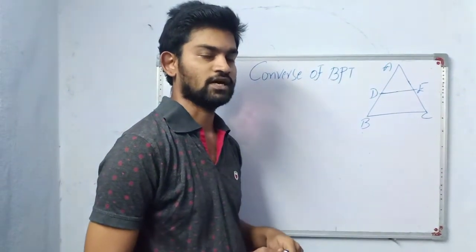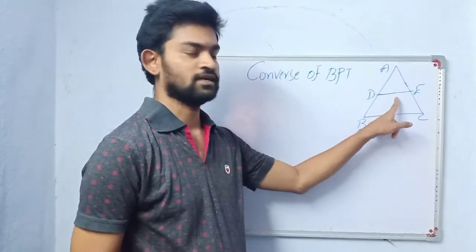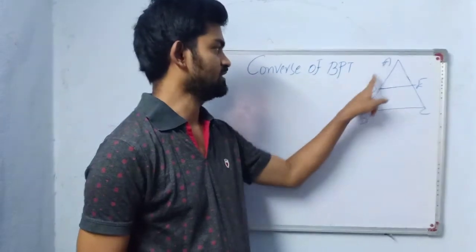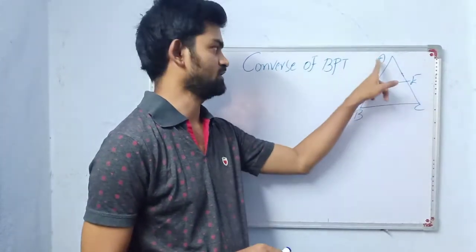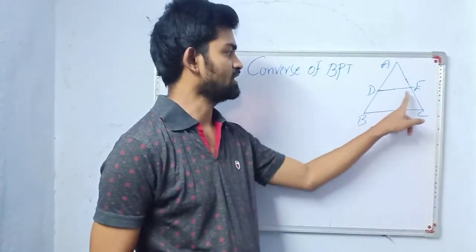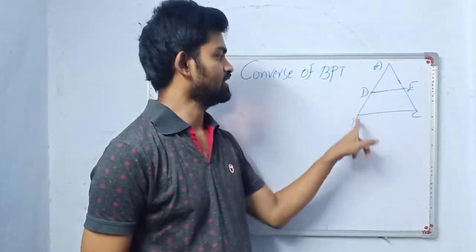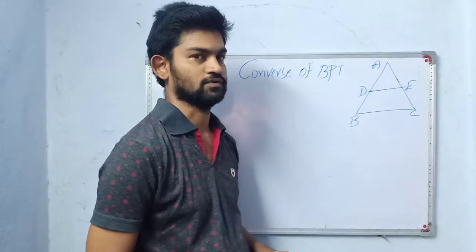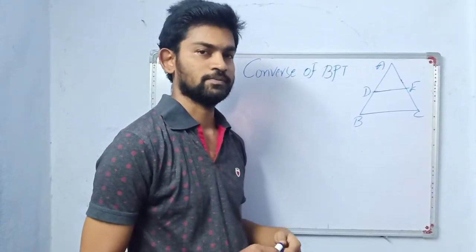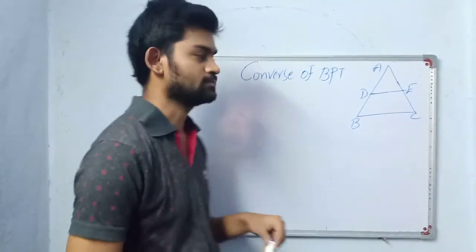Now what does the converse of Thales theorem say? If a line divides any two sides in equal ratio, that is AD by DB equals AE by EC, then this line is parallel to BC. It means if DE is dividing AB and AC in equal ratio, then DE is parallel to BC. That is the converse of Thales theorem, right? Now today we'll see the proof of it.